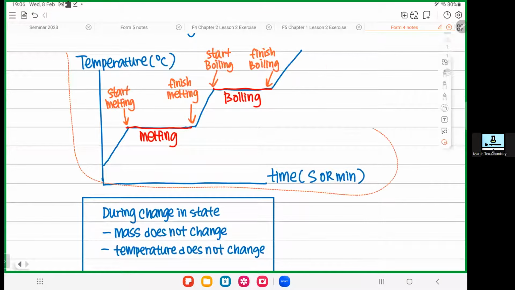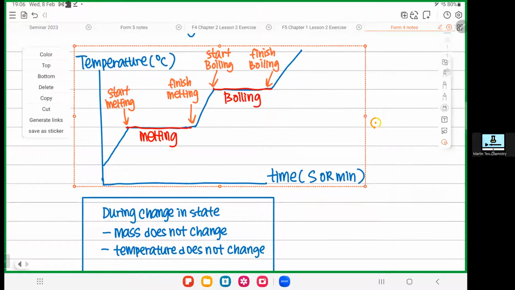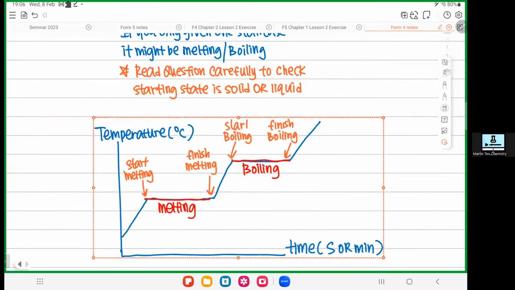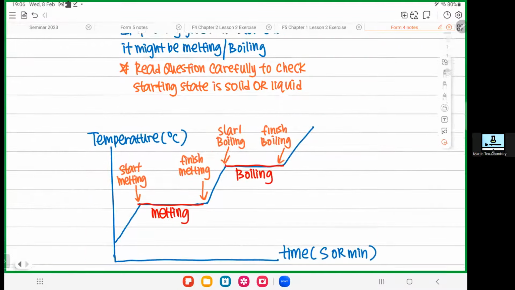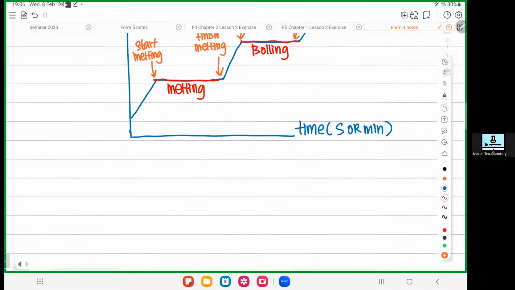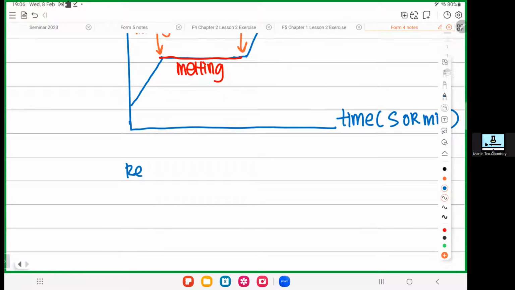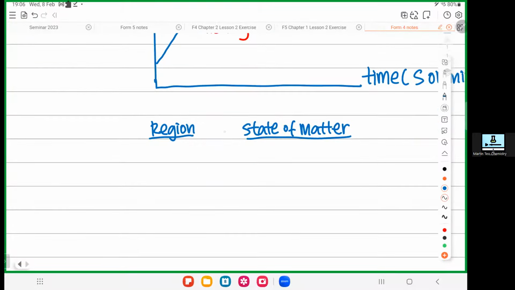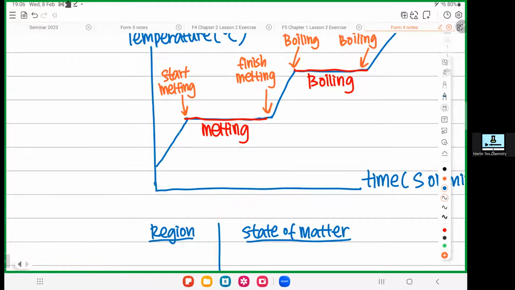So let me copy this thing first. All right. So let me do analysis. Here I have a few regions. Let's say I do some regions here, and then this is the state of matter. I'll show the region and the state of matter. So the first region is here. This region, I call it A to B.